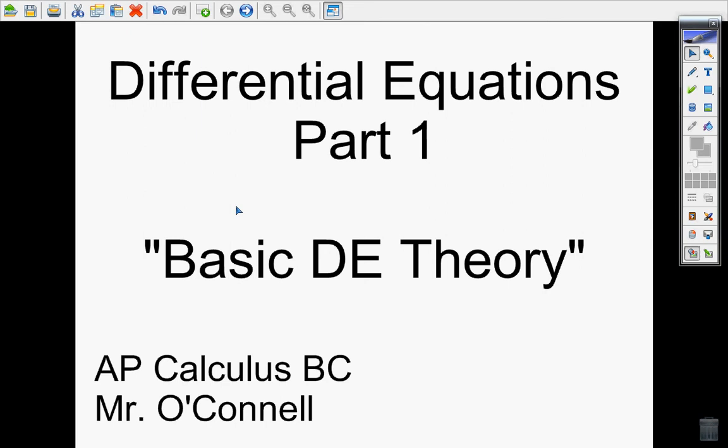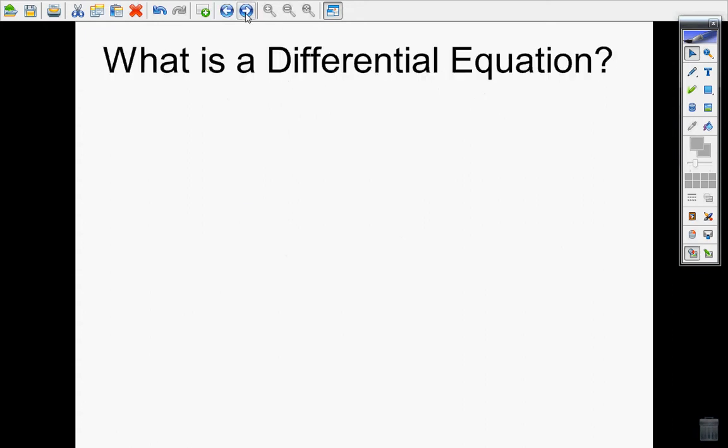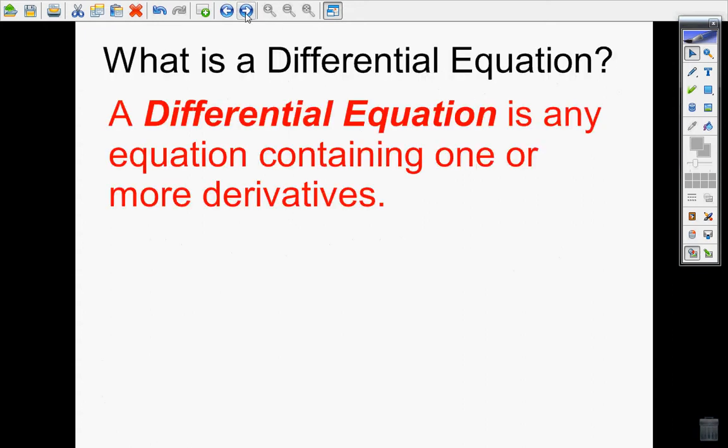Differential Equations, Part 1, Basic DE Theory. What is a differential equation? A differential equation is any equation containing one or more derivatives.